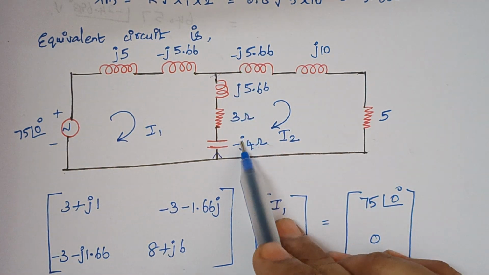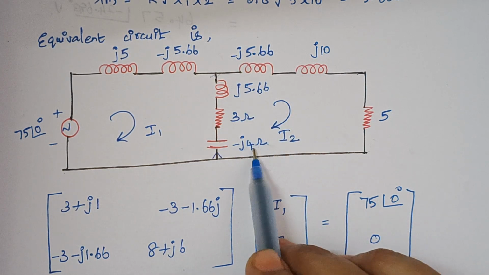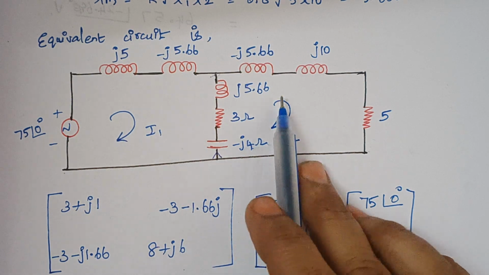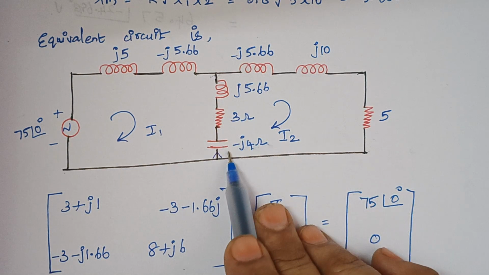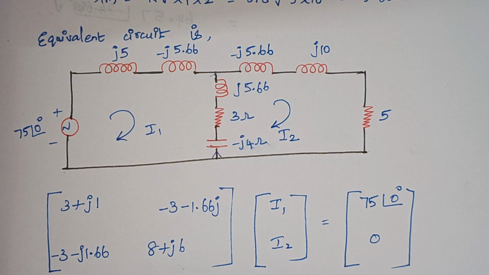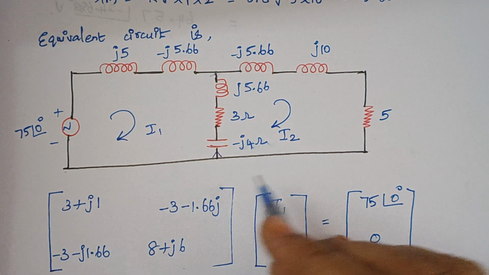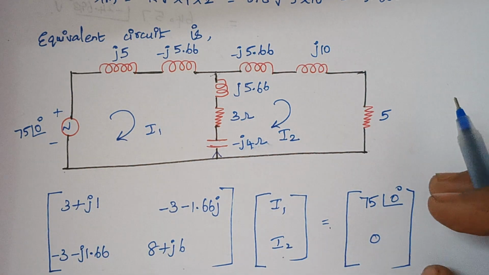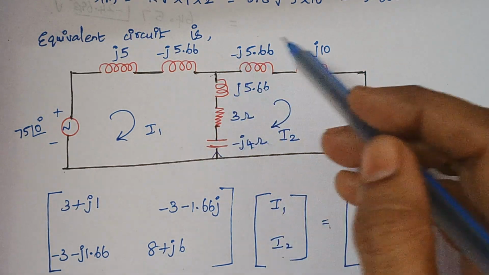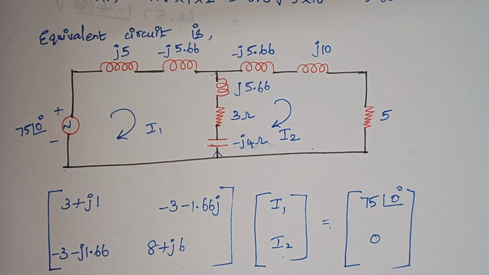So here when you solve, what happens? 3 remains as such 3, and 5.66 minus 4 will give you 1.66. Since here the direction is opposite to each other, therefore here we are including a negative sign. So this term is filled and this part also gets filled. I1, I2 is equal to, and the voltage sources are here: first loop has 75 volt, therefore 75, and second loop has no voltage source, therefore here it is 0.